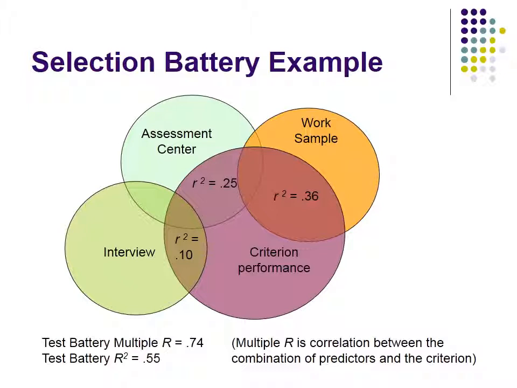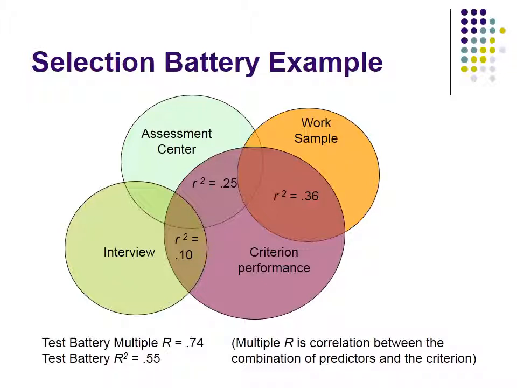And what I mean by that is that if we put work samples in first, if that's the first thing that we look at to explain performance, it's going to explain all of the dark red section between work samples and criterion performance. And then if the next predictor we put in is interview, it's going to predict all of that kind of purple-green overlap, the R squared of 0.10.